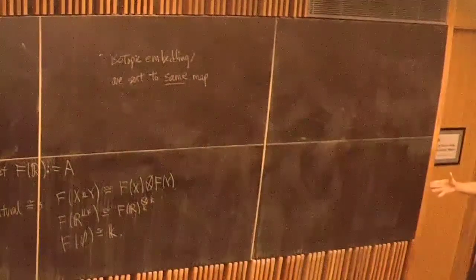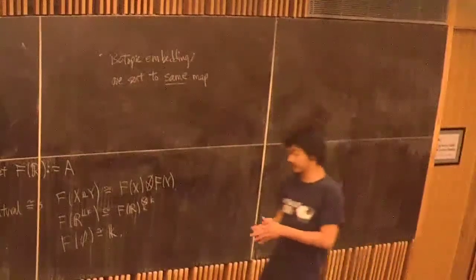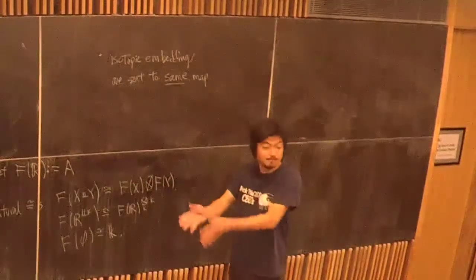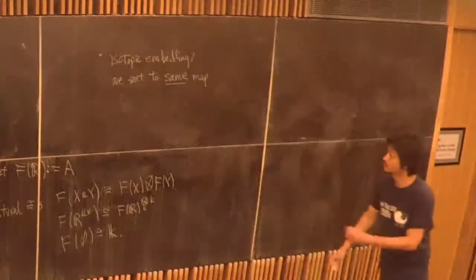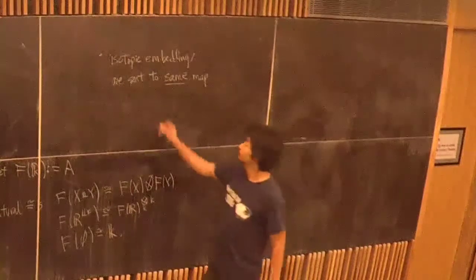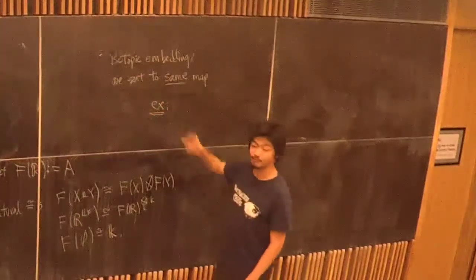Okay. So hopefully, I don't need to explain what an isotopy is. It's a homotopy of embeddings where at every single time t, that homotoped map is still an embedding. It's a movie of embeddings. And so isotopic embeddings are sent to the same map. So let me just give you an example of why this kind of thing might be useful.